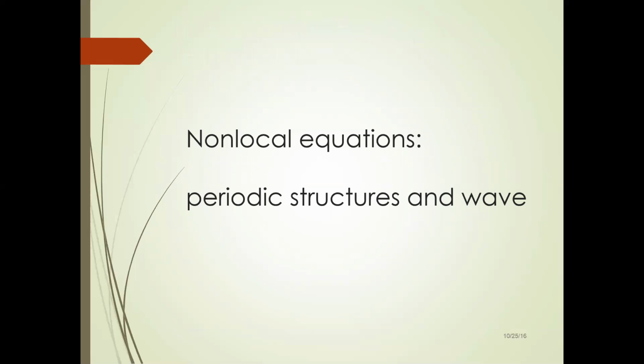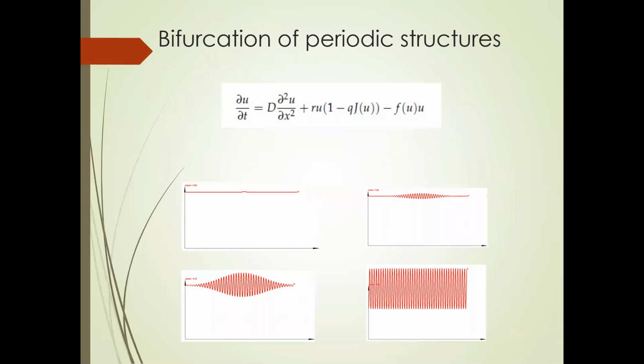Next, we shortly discuss periodic structures and waves described by non-local reaction diffusion equations. Due to the presence of non-local terms, the homogeneous in space stationary solution can lose its stability, resulting in the emergence of stationary periodic in space solutions. We see here in the figure how a small perturbation of a constant solution grows and the solution converges to the periodic in space solution.